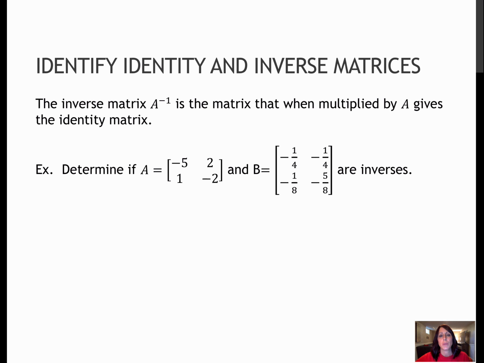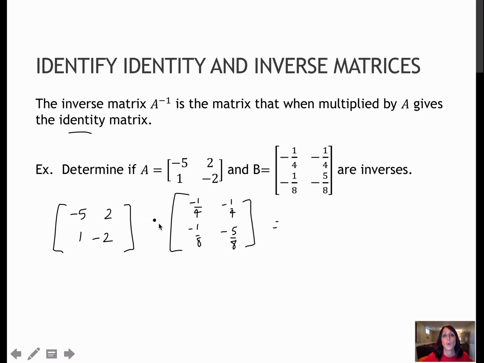To determine if two matrices are inverses of one another, we simply have to multiply them in either order to determine if we end up with the identity matrix. So if I'm multiplying matrix A by matrix B, hopefully I end up back at the identity matrix. Of course, I'm going to end up with a 2 by 2, and I'm hoping that that's going to be 1, 0, 0, 1. So first I'm going to think of negative 5, 2. Negative 5 times negative 1 fourth is positive 5 fourths, plus 2 times negative 1 eighth, which is negative 2 eighths, or negative 1 fourth.